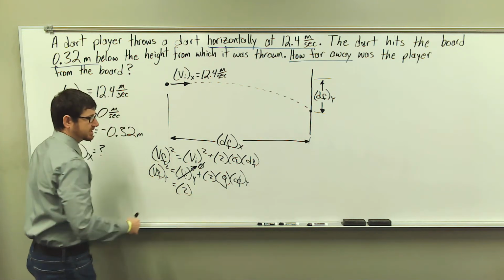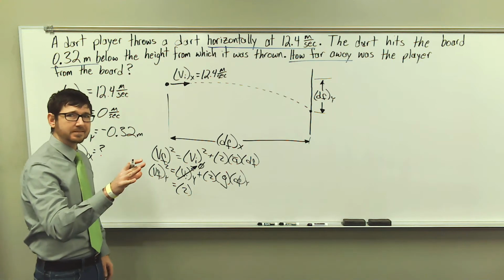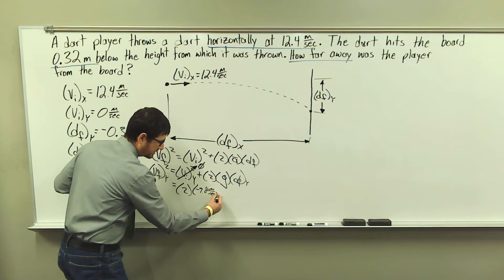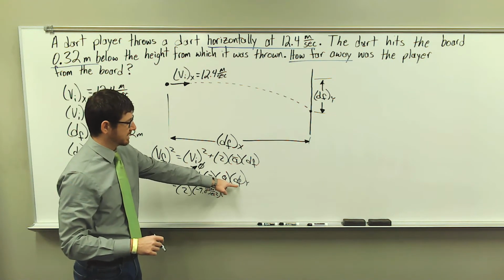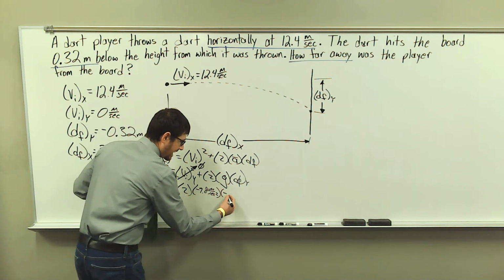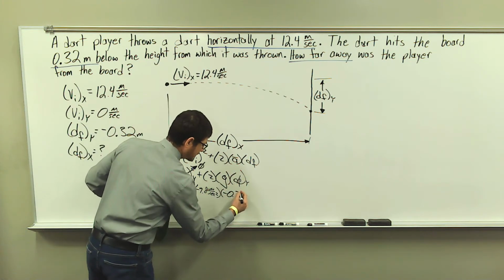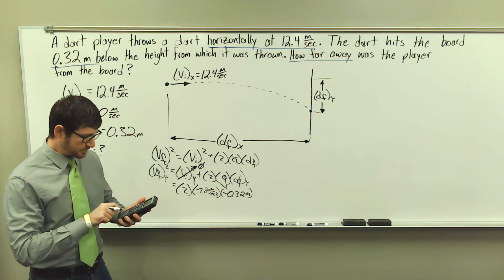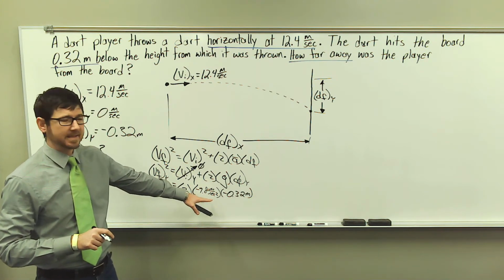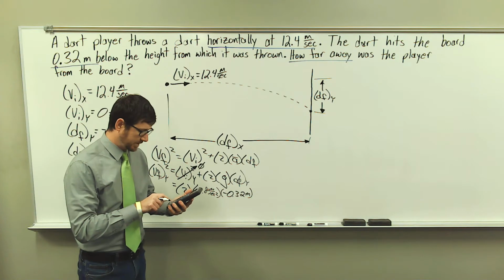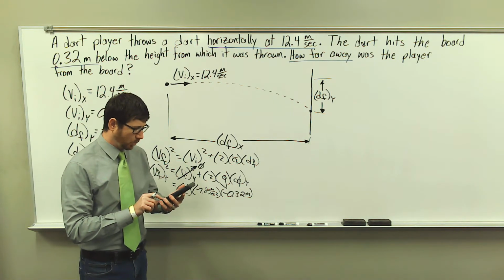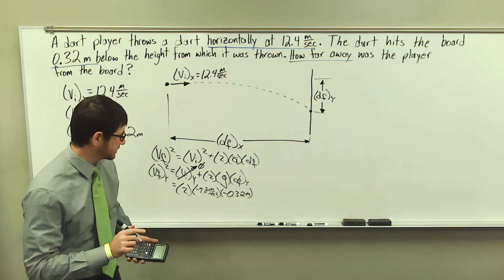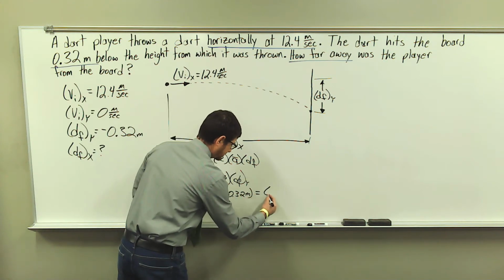So 2 times the acceleration due to gravity, that's negative 9.8 meters per second squared. And then we're multiplying by the final displacement in the y direction, negative 0.32 meters. So go ahead and grab your calculator. So 2 times negative 9.8 meters per second squared, that's negative 19.6, times a negative 0.32. This gives me a positive 6.272 meters squared per second squared.